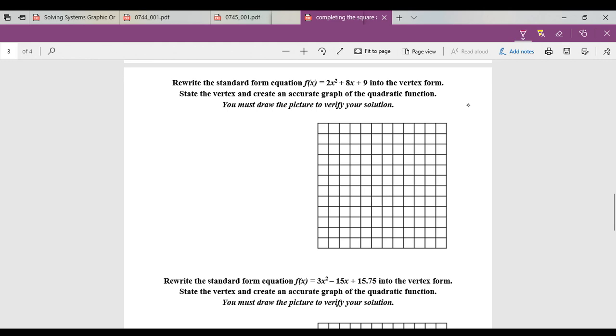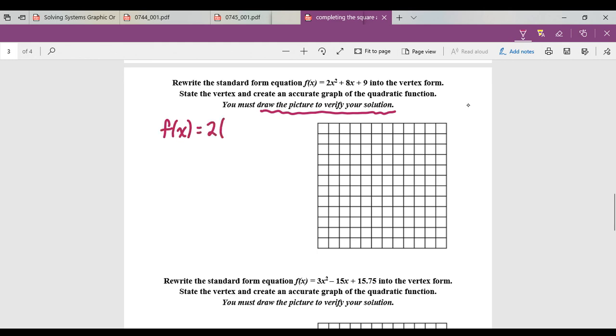So the directions say, I don't love these directions, but they are what they are. Rewrite into vertex form. Okay, we can do that. State the vertex and create an accurate graph. And then it says you must draw the picture to verify your solution. I'm like, what does that mean? That's what I thought, but now I'm wondering if they're talking about drawing the square. I don't know. All right, so we've got to factor out that A value.